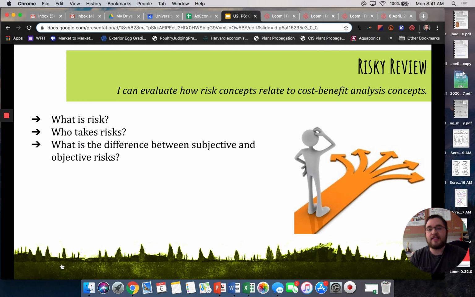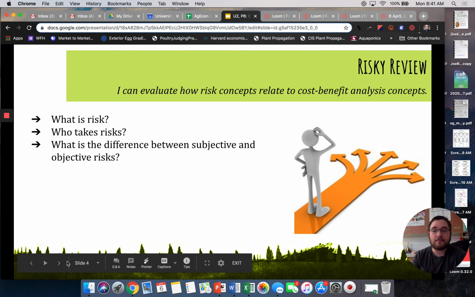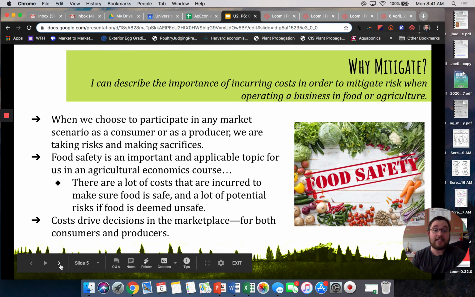And then what is the difference between subjective and objective risks? Okay, so one of them is you can use quantitative data and calculate. One of them is more based off of emotions or feelings, okay? So subjective is going to be more opinion and touchy-feely, and objective is going to be based more on concrete data and evidence, okay? So hopefully that review helps you to remember and recall some of that important information about risk, and we'll see that connect here today.